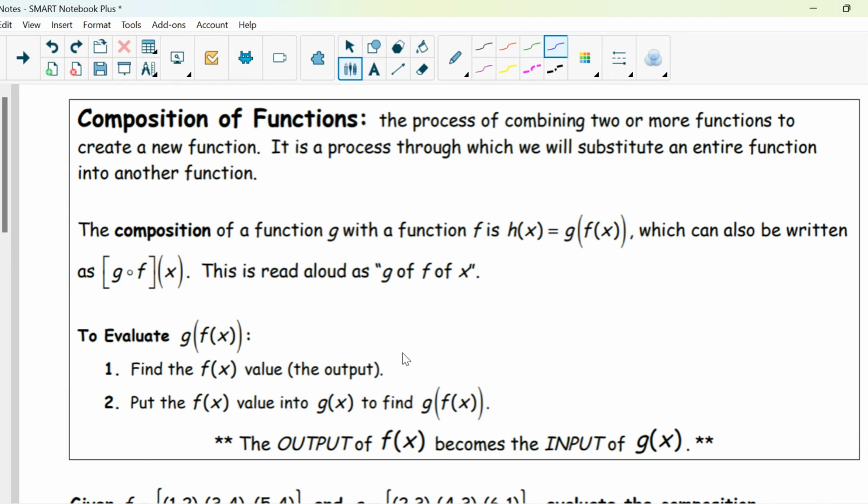So to evaluate g of f of x, we're going to find the f of x value, the output, and we are going to put that value into g of x. So the output of f of x becomes the input of g of x. If I was you guys, I'd probably just write this last section right here.